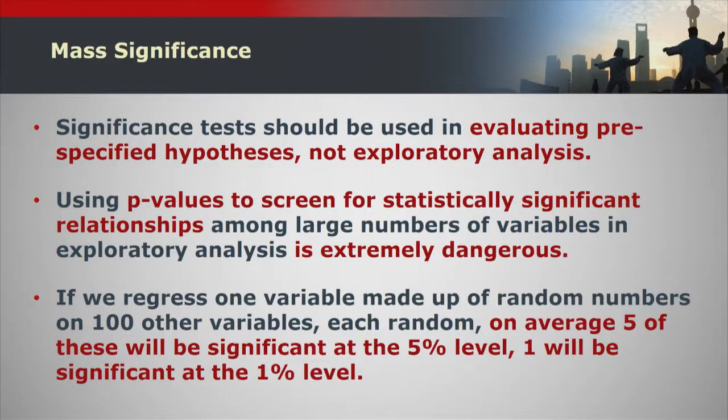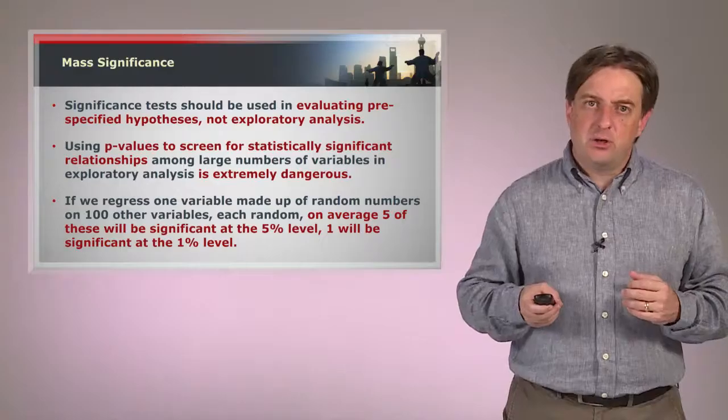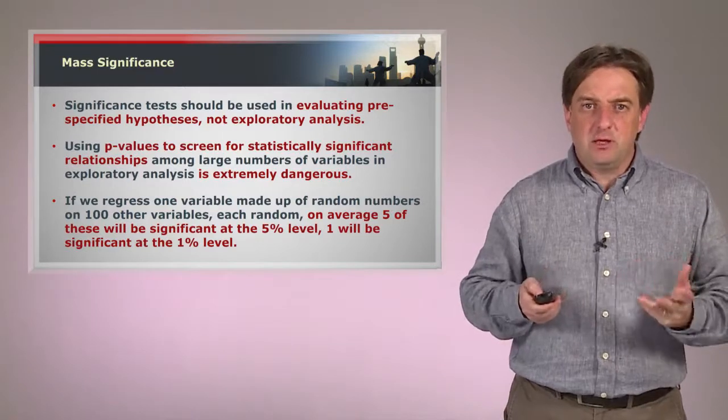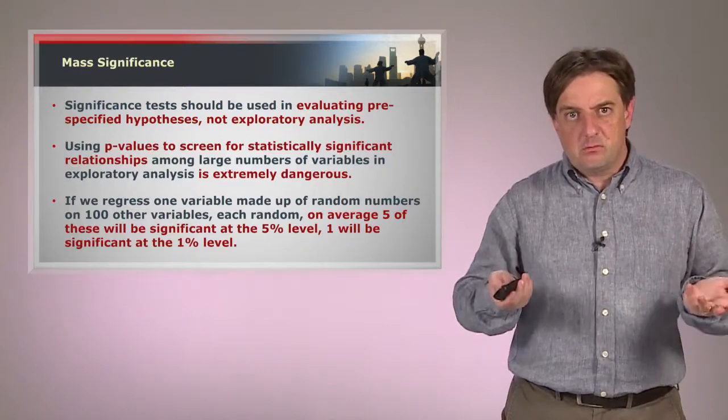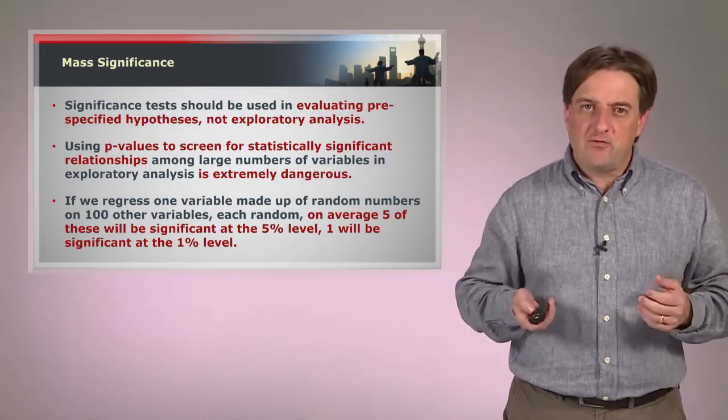Think about it. If we regress one variable made up entirely of random numbers on 100 other variables that are all made up entirely of random numbers, on average, if we look at the coefficients for these 100 right-hand side variables, 5 of them, even though they have nothing to do with the outcome, will be statistically significant at the 5% level. On average, 1 of them will be statistically significant at the 1% level. So again, we want to avoid screening because we're guaranteed if we run enough regressions that we're going to find relationships that are statistically significant and we're going to have false positives.